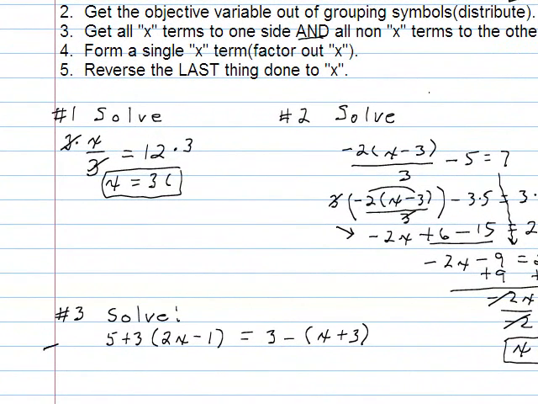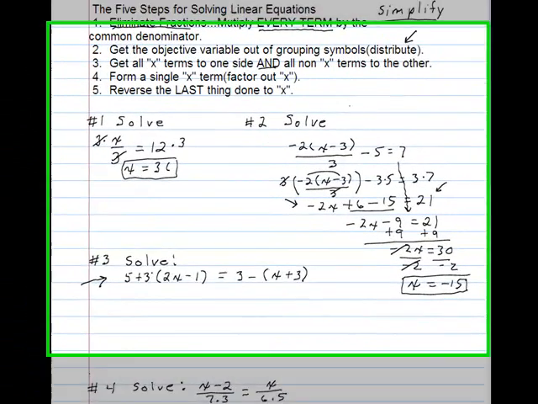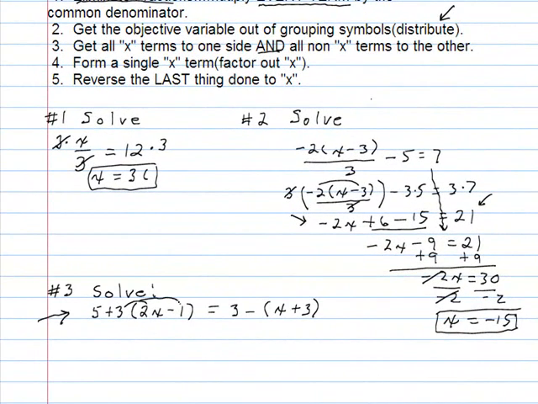Right here on this left side, a lot of people are going to be tempted to call this 8 times 2x plus 1. But recall the order of operations. In the order of operations, multiplying comes before adding, and this 3 is multiplied by the bracket. You've got to do that before you add 5. The multiplication must come first. If you do 5 plus 3, you're violating the order of operations. Okay, so I'm going to distribute this 3. That's also going to get my x out of the grouping symbol, which is step 2. Get the objective variable out of the grouping symbol by distributing.